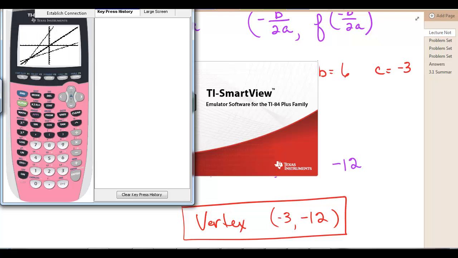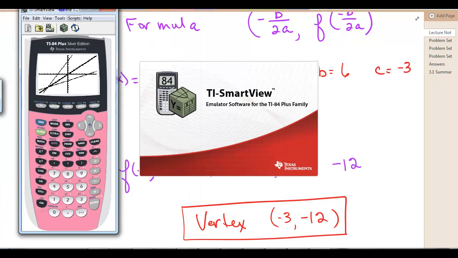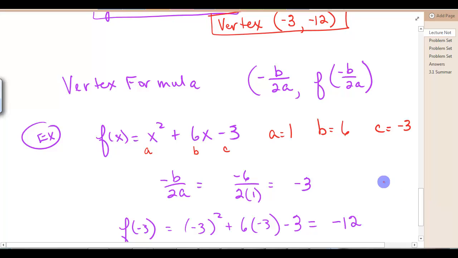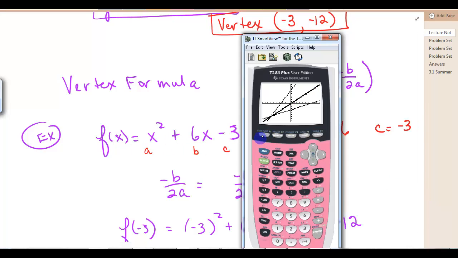Okay, so, whoops, didn't want that. Okay, so I'm going to bring this over here and let's put in this right here. All right, so we're going to go to y equals. We're going to clear out anything that you had in there if you wanted to follow. All right, we're going to put x squared plus 6x minus 3. I don't know what the window is, so I'll do a zoom 6. That just puts it back to normal.